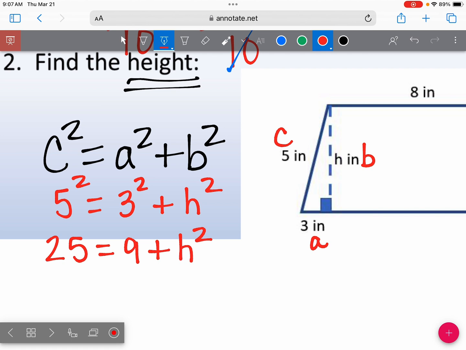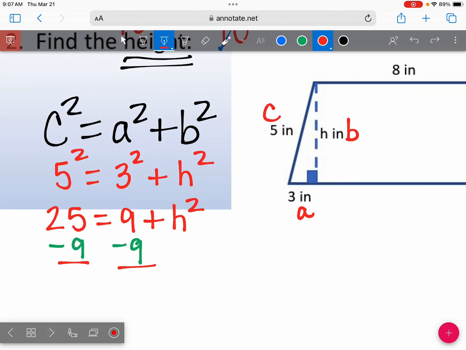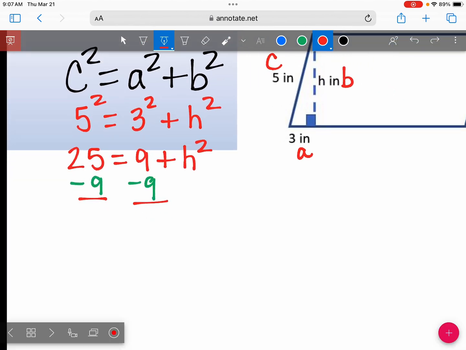All right, now what do I need to do to find H? What would be my next step? Subtract the 9. So subtract 9 from 25. So in your calculator, figure out what is 25 minus 9. 16.